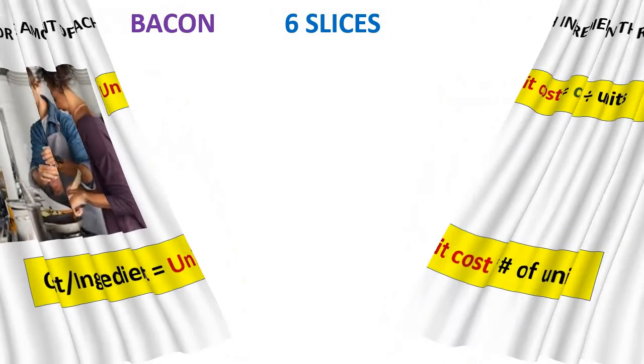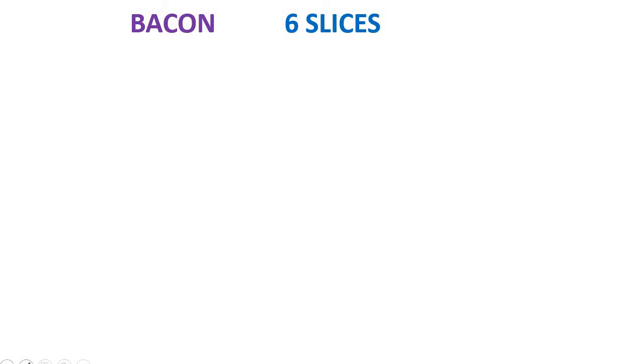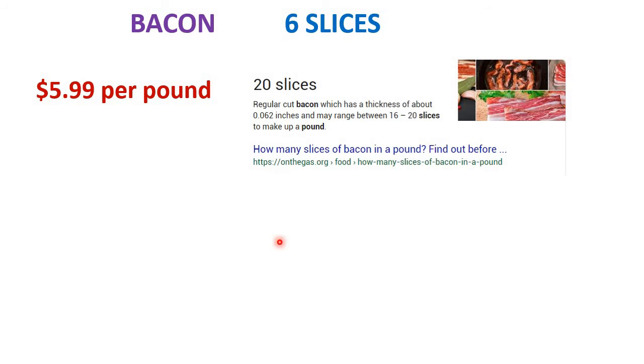So let's go to the bacon. We needed 6 slices. Here was the price in the store, $5.99 per pound. We found this information to tell me that there are 20 slices in 1 pound. So the first thing that I need to do then is figure out how much am I paying for 1 slice of bacon. So it's $5.99 divided by the 20 slices in that pound, and that's going to give me that answer. So how much do I pay for 1 slice? Excellent, 30 cents per slice of bacon.